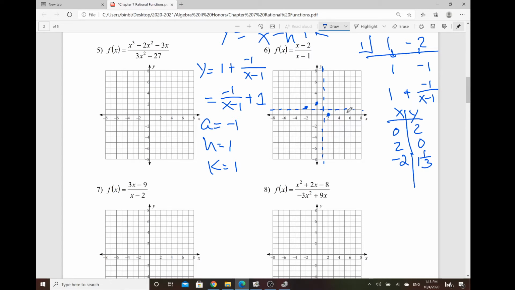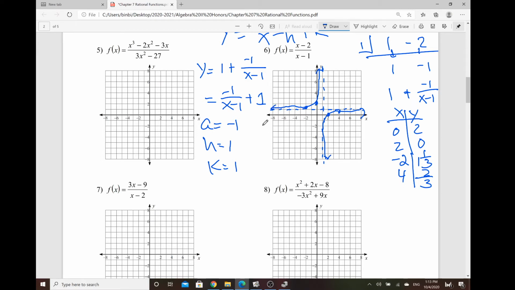And then also somewhere over here, let's say 4. So 4 minus 1 is 3. So negative 1 over 3 plus 1 is 2/3. So 4, 2/3. Again, it's very close to the asymptote. And all you need to do is connect the dots. This one too, simply connect them. They're both considered increasing curves.